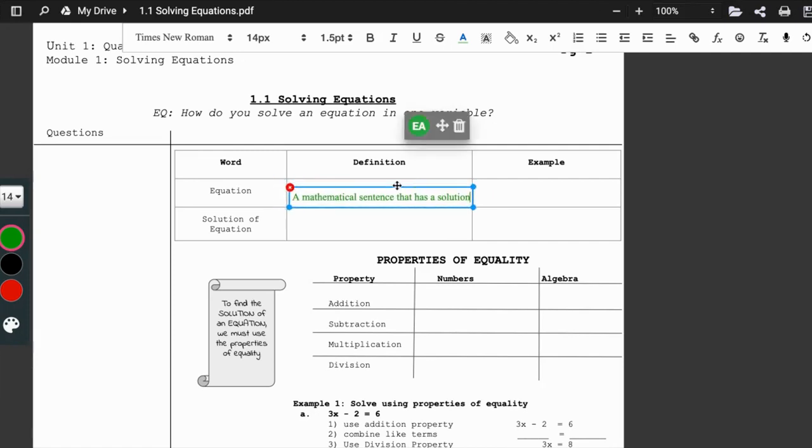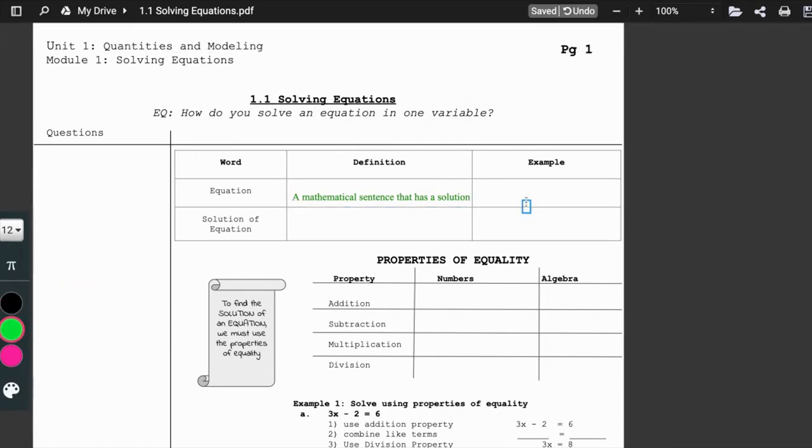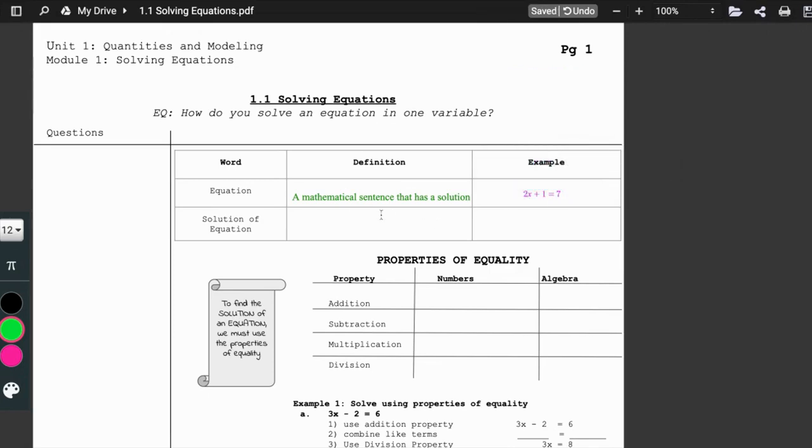And you've seen a lot of equations. You should be familiar. If I asked you to write an equation, you should know how to write one. For example, 2x plus 1 equals 7. We looked at this in class yesterday, but that would be an example of a mathematical equation. I'm just going to change the color so you can actually see it. There we go. Now, the solution of the equation is the answer to the equation.